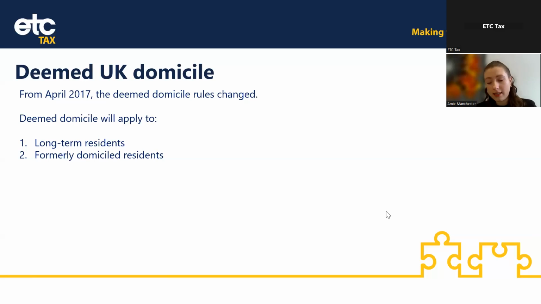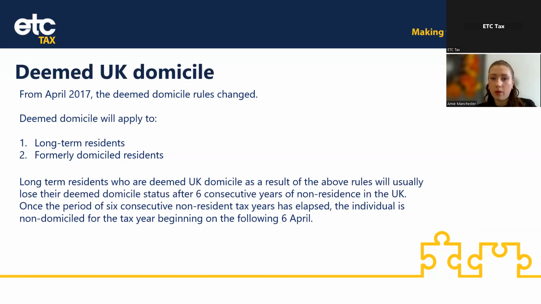Formerly domiciled residents is slightly different. So these are non-UK domiciled individuals under general law, but they were born in the UK with a domicile of origin and are now again a UK tax resident. This will typically be British individuals who had left the UK, acquired a foreign domicile, but have now returned to the UK to live here again. So what HMRC basically say for people in that case is, well, you were a UK domicile, although that's been displaced, you're now living again in the UK, so we're going to deem you a UK domicile.